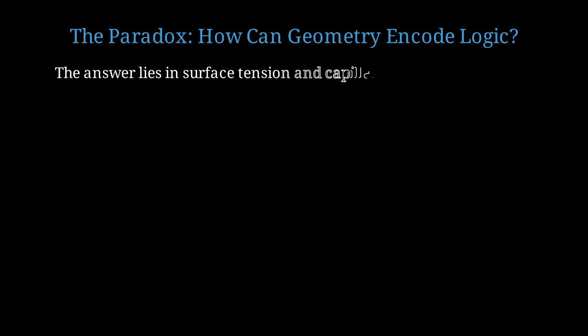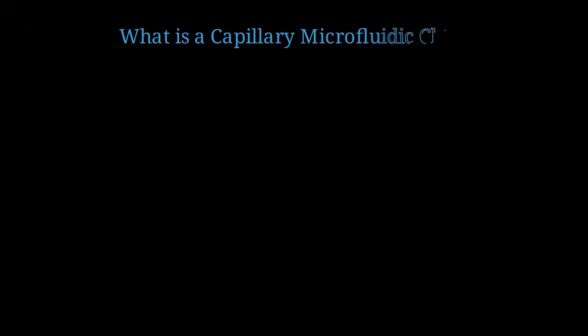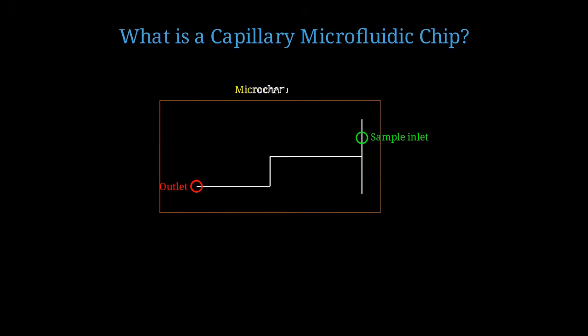The answer lies in one of the most fundamental forces in nature, surface tension and the capillary pressure it creates. Let me first describe what we're talking about. A capillary microfluidic chip is typically a small device, maybe a few centimeters across, made of plastic or glass. It contains tiny channels, often tens to hundreds of micrometers wide, etched into the surface. You place a drop of liquid at the inlet, and remarkably, the liquid flows through the channels on its own.